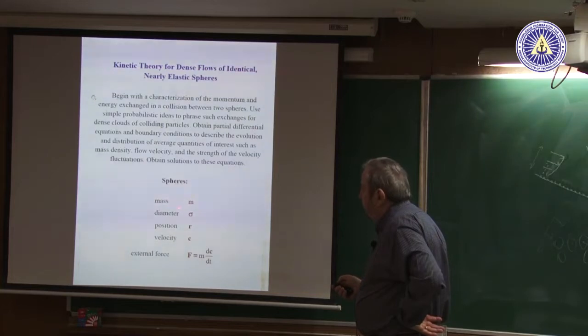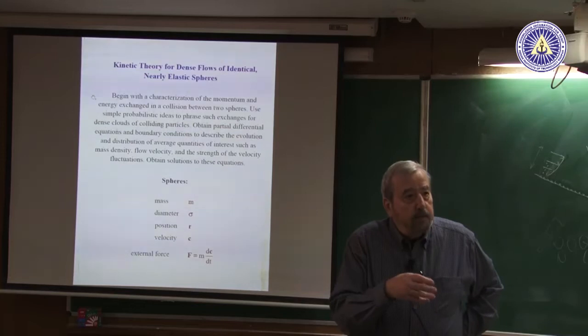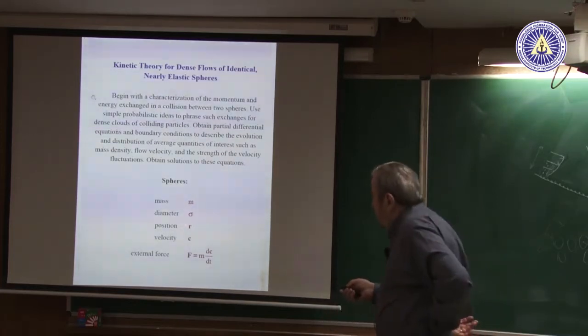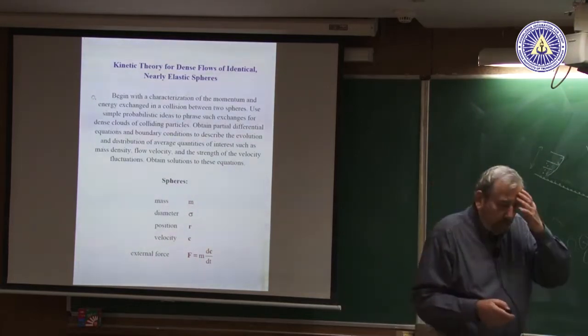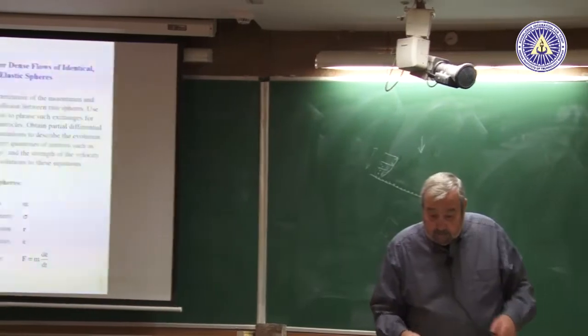We're going to denote the mass of a sphere by m, the diameter of the sphere by sigma. And I have to apologize for some of this notation, because this is notation that is taken from the kinetic theory for molecular gases. So diameter of the particle sigma, the position of the center of the particle, vector r, velocity of the particle center, lowercase c, bold, and the external force on the particle is related to the acceleration of the particle and the mass of the particle in the usual way. Okay, so nothing so mysterious here, except perhaps using sigma for the diameter of the particle.